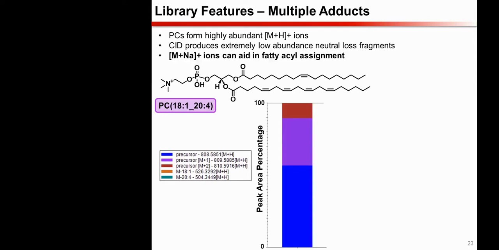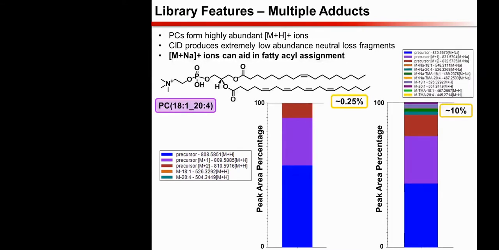And so here, the peak area of the protonated precursor is an order of magnitude greater than that of the sodiated species, but the sodiated species offers a lot more fragments to help in that fatty acyl assignment, and these fragments make up more of the total peak area with about 10% as opposed to about 1/4%.